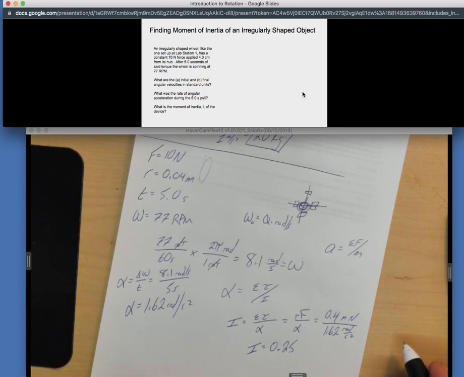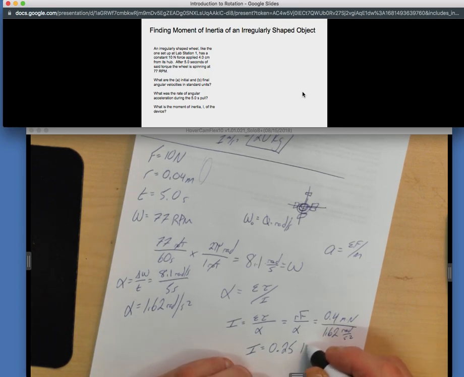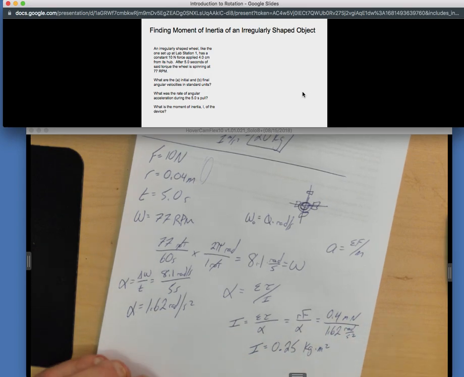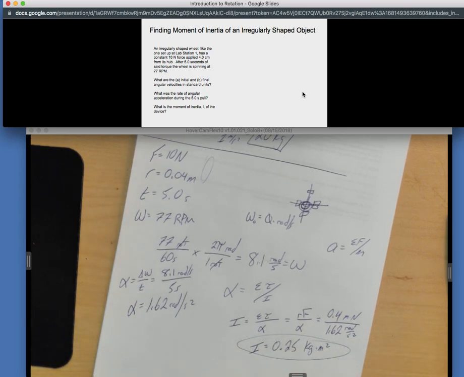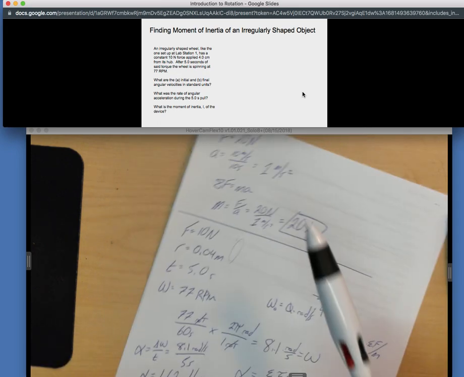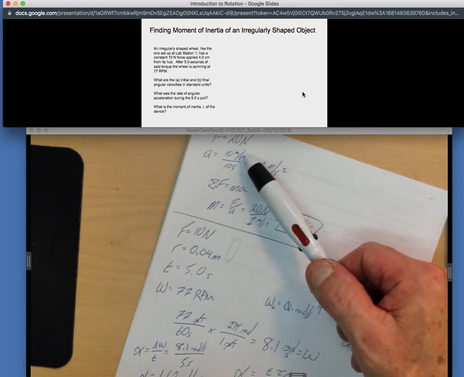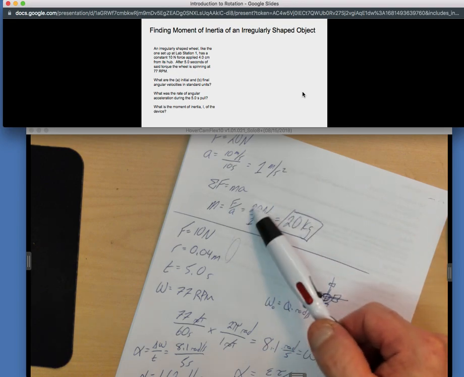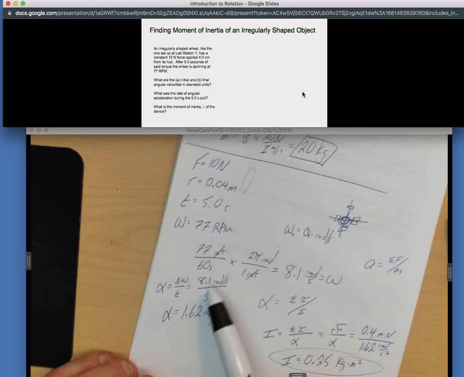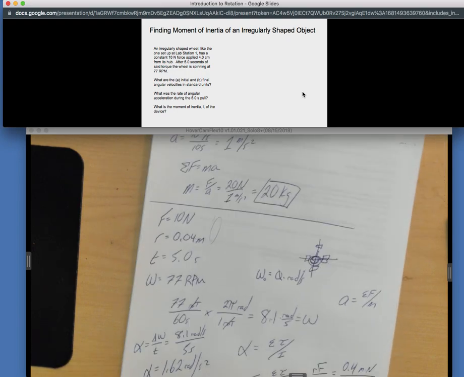well, the best way to do moment is mr squared, so it's kilograms times meters squared. That's the moment of an irregularly shaped object. I didn't do any calculus to integrate and find the volume or the mass distribution or anything like that. Just like mass was force over acceleration, here I did torque over angular acceleration.